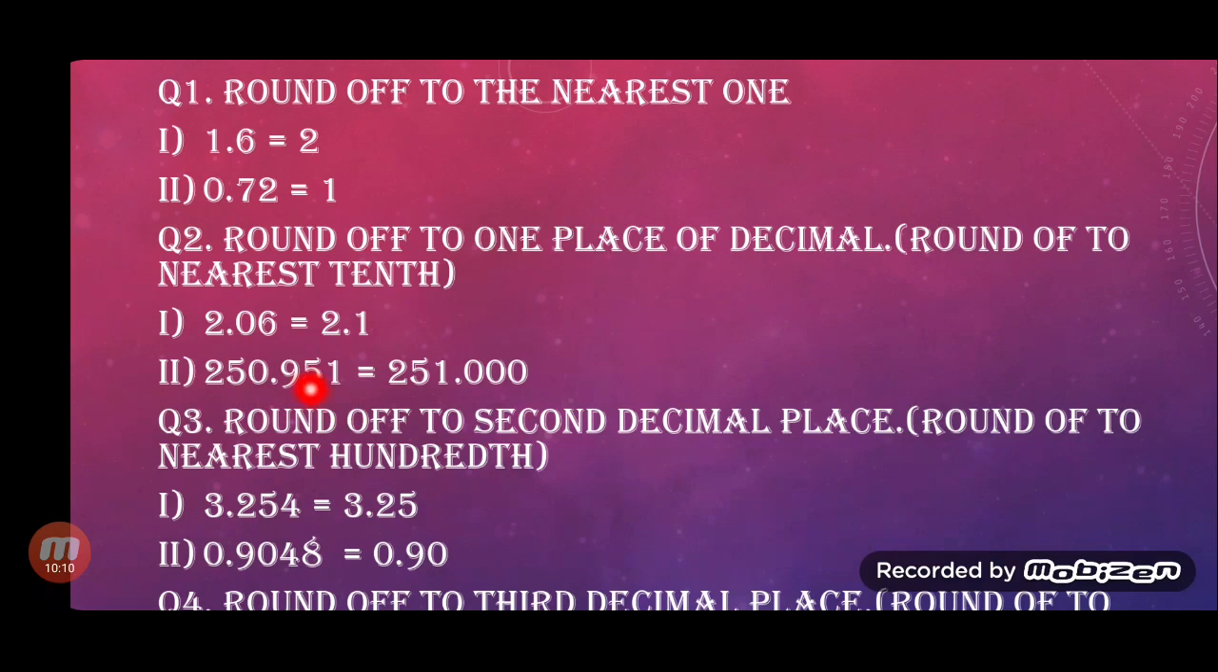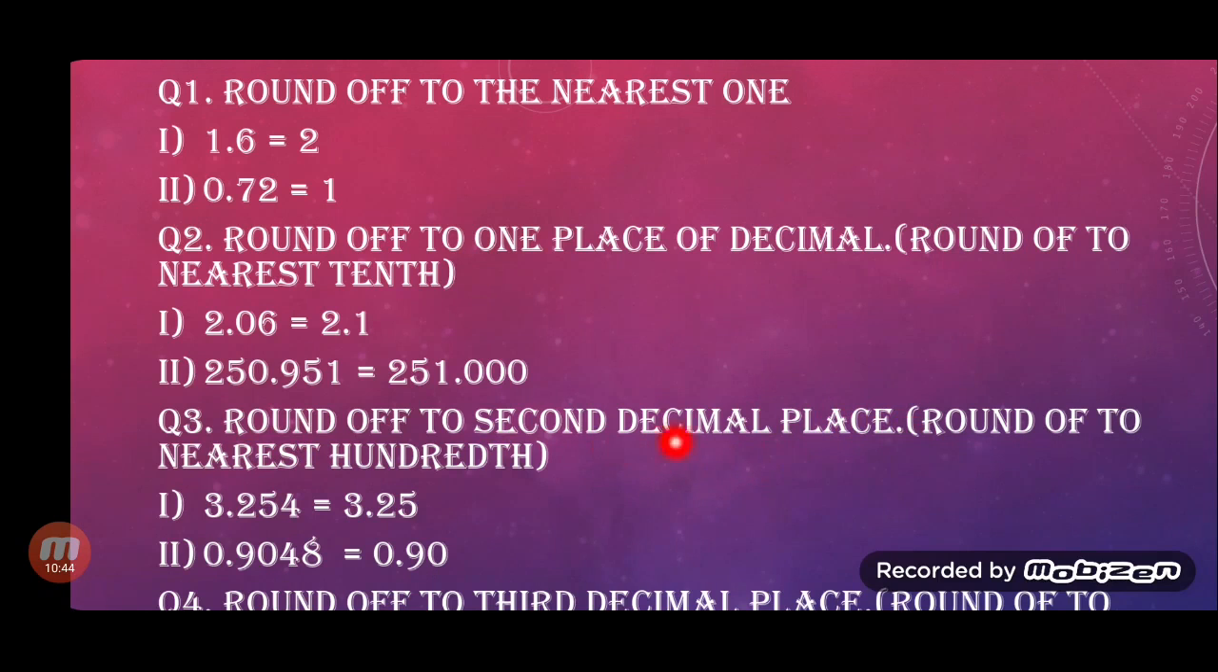250.951. We have to round off this 9, children, because it is in the tenth place. Just see the digit near to it, it is 5, my student. 5 is equal to 5, so we will add 1 to 9. It will become 9 plus 1, 10. The carry will go to 0. 0 plus 1, 1. 250 will become 251.000.